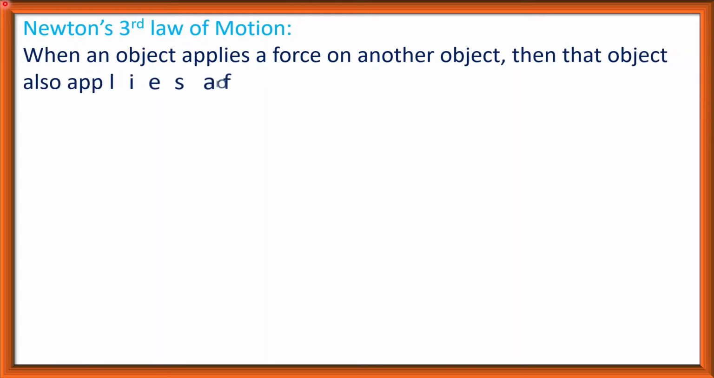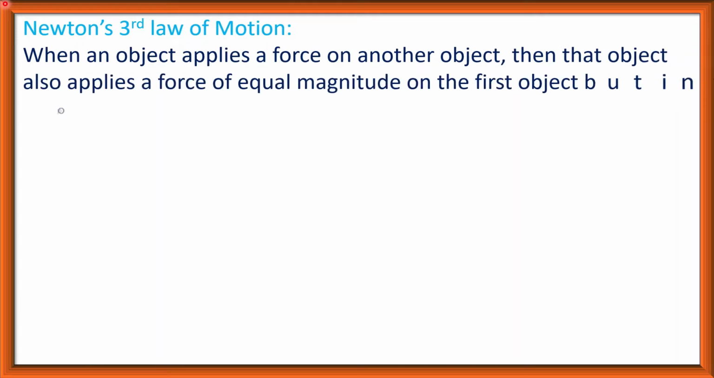When an object applies a force on another object, then that object also applies a force of equal magnitude on the first object but in the opposite direction. This is the statement of Newton's third law of motion. That means if an object applies force on another object, then that object will also apply force on the first object but in opposite direction.